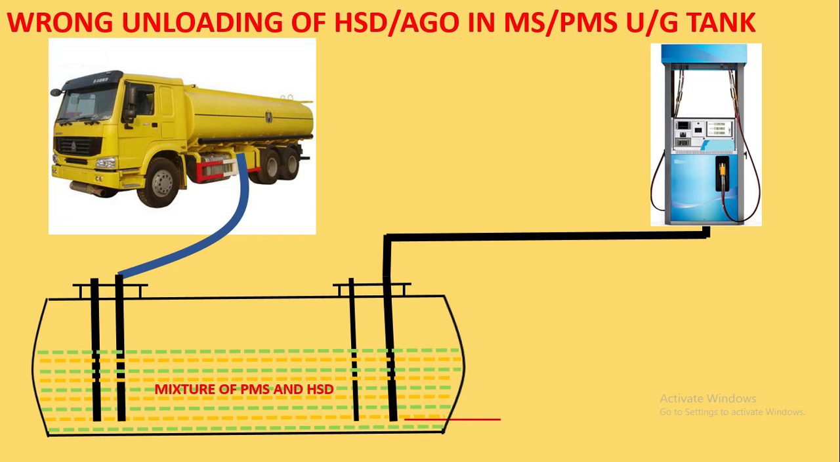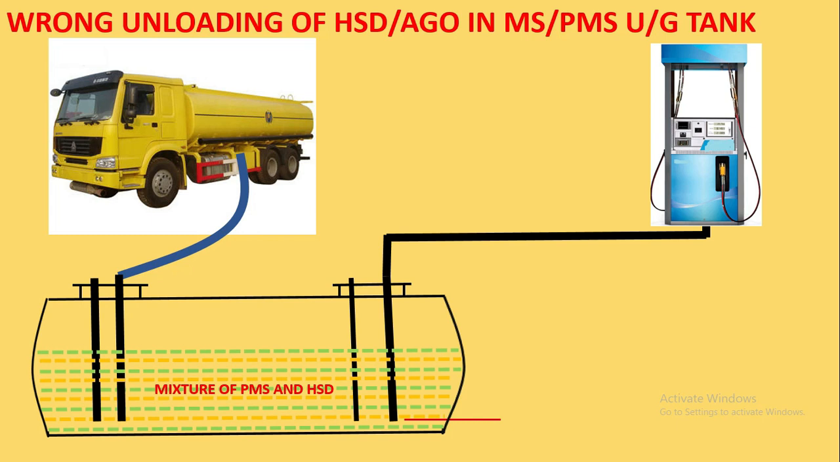Now this is what we have considered. Let us consider a reverse scenario. Before, we considered MS or PMS, which is a lighter density, mixed up into HSD or AGO, which is a heavier density. The scenario was very easy, but now it is a reverse. Now HSD and AGO, which is a heavier product, is mixed up into a tank which is carrying MS or PMS.